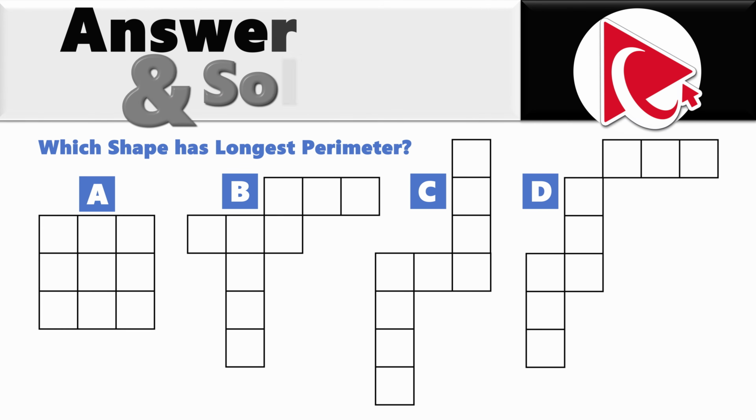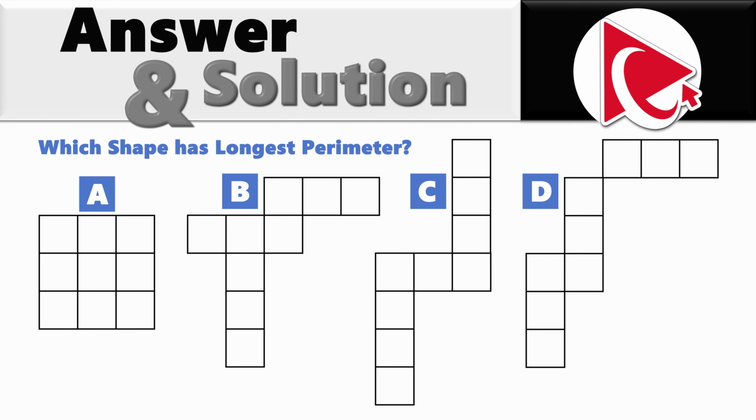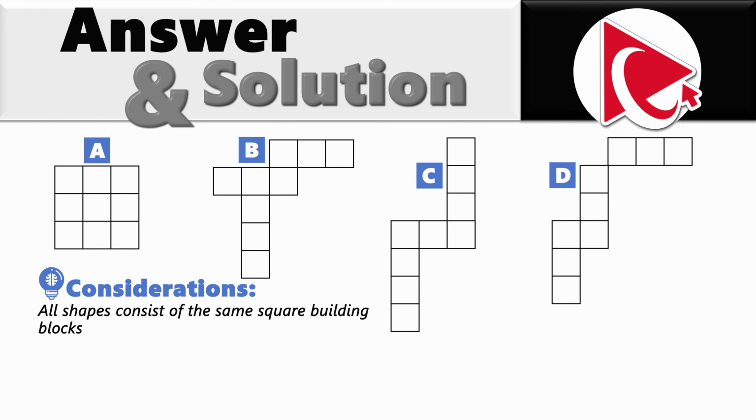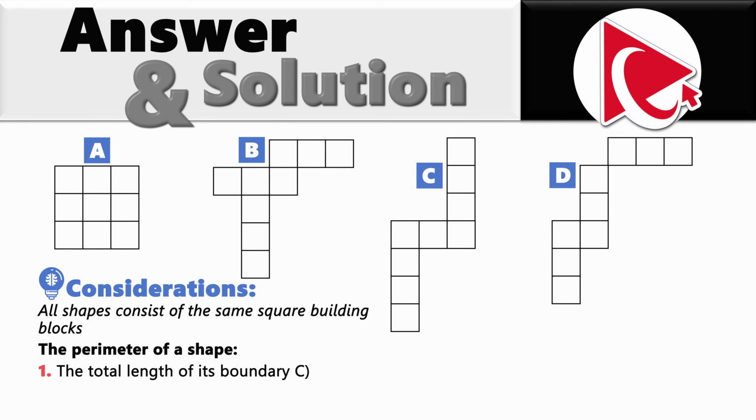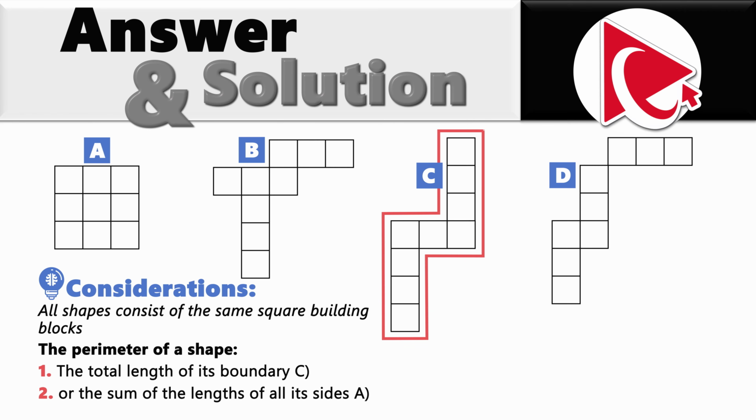To solve this challenge, let's look at some important considerations. You might have noticed that all shapes here consist of the same square building block. But because shapes are so dramatically different, the perimeter of the shape can be calculated in 2 different ways. The first way is to calculate the total length of the boundaries. The example here might be shape C. And the second way to calculate the perimeter might be the sum of the length of all of the sides. An example of this shape might be the square, which is represented by shape A.